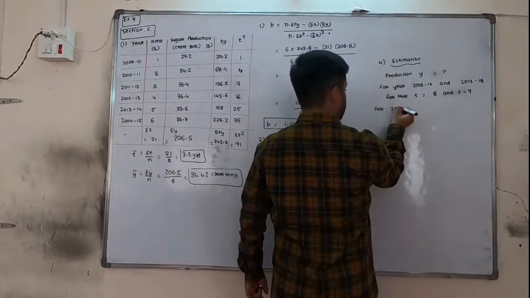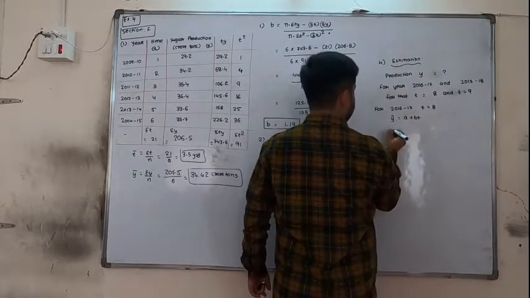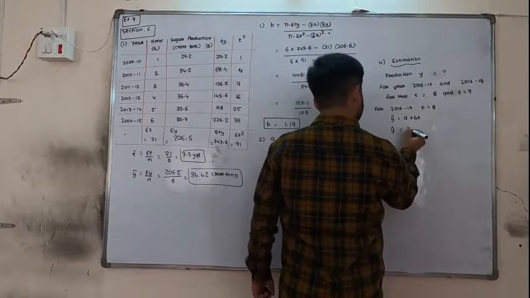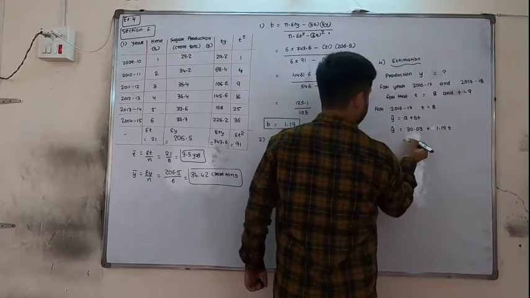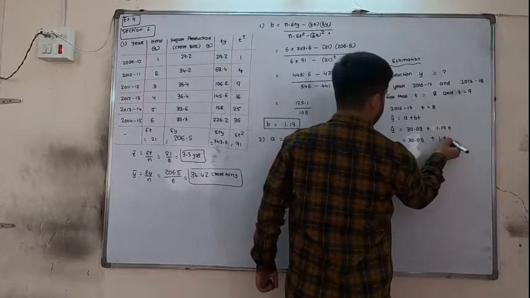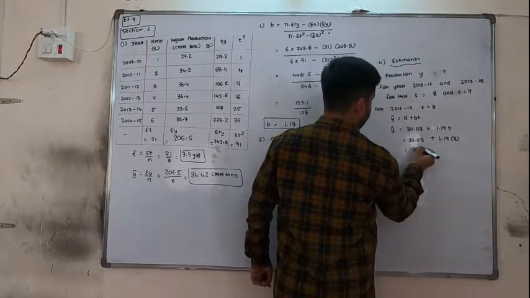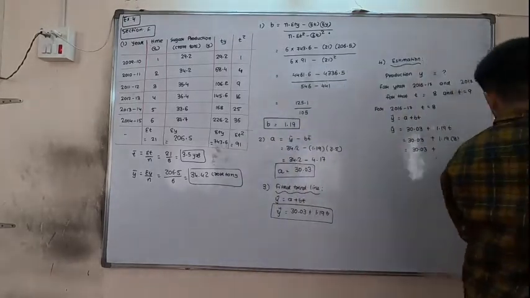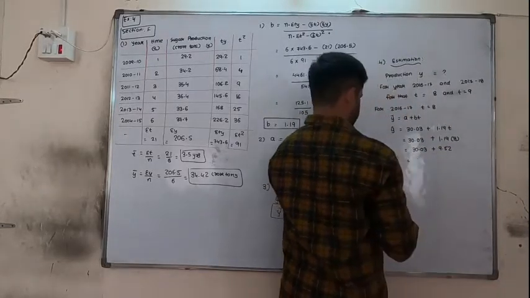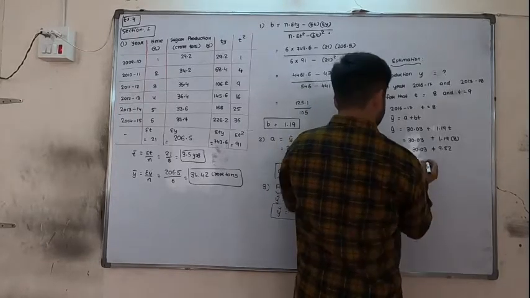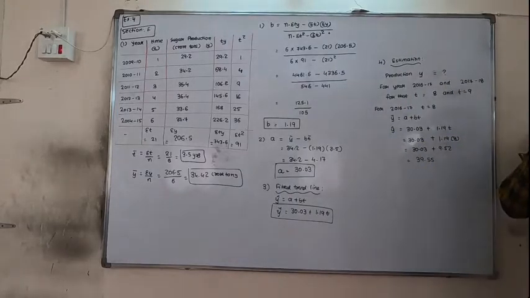For 16-17, t is equal to 8. Y cap is equal to A plus Bt. Y cap is equal to 30.03 plus 1.19 into 8. 1.19 into 8 is 9.52, plus 30.03 is 39.55.